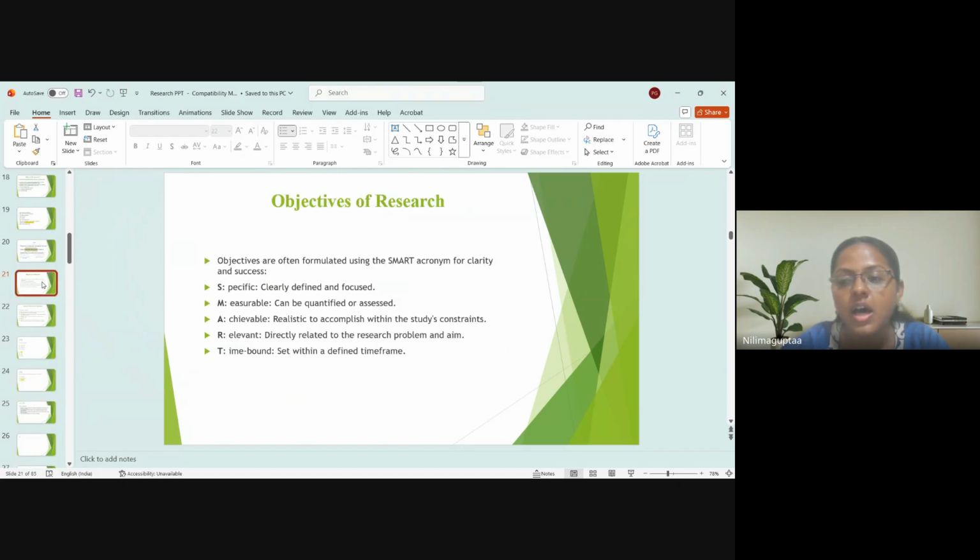Okay. Now, objectives of research. There are many objectives. You will refer to the books. You will find a lot of objectives. But for us, the main objectives are the SMART objectives. Whenever you do a research, when you see the steps of research, they will again focus on these same objectives. My purpose of doing research should be very, very specific.